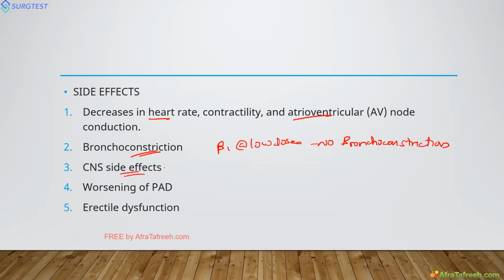Next, CNS side effects. Many CNS side effects can occur. It can cause depression and muscle fatigue. Then worsening of peripheral artery disease, which is also seen with non-specific beta blockers. Then erectile dysfunction. These are all side effects of beta blockers.